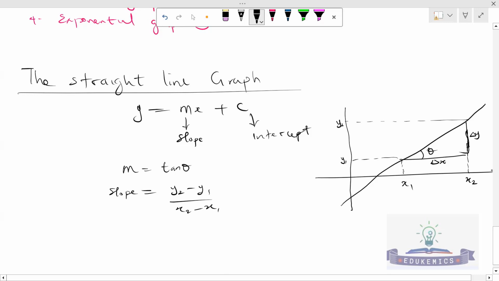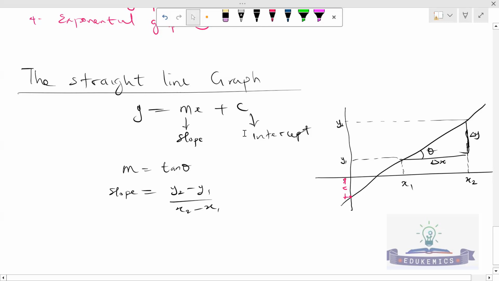And this is what we call the intercept, from here to here, where the line crosses the y-axis. Where the line crosses the y-axis is called the intercept.